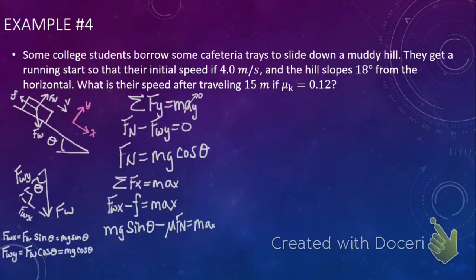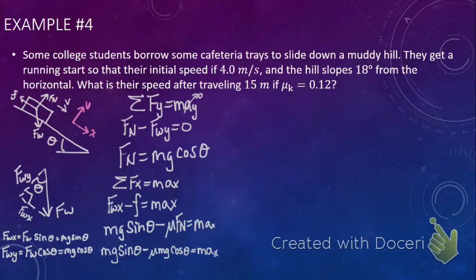All right. We already established what the normal force was, so we have mg sine theta minus mu mg cosine of theta is equal to mass times acceleration in the x direction.